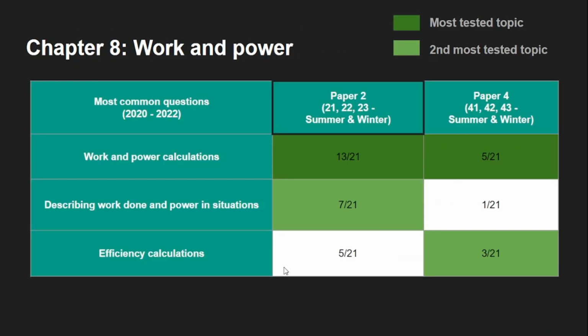For this topic, the other thing that was commonly tested is describing work done and power in situations. In fact, it's the second most commonly tested concept from this chapter, especially in paper 2s. But we will not be exploring it here in the key concepts. Instead, it is better to look at examples of questions where we describe work done and power in situations. I will be making videos showing you how to apply the concepts in this chapter to paper 2 questions and paper 4 questions, and I will leave the links for those videos in my description below.